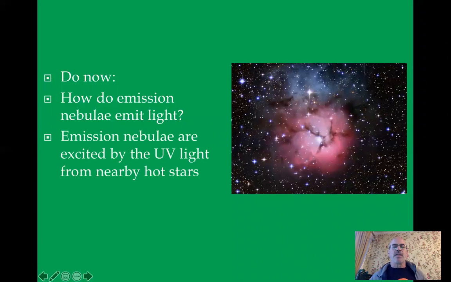All right, so the answer: emission nebulae are excited by the UV light from nearby hot stars. We mentioned white dwarfs are very hot. They emit a lot of UV light, and those UV photons are able to excite the electrons in the atoms in the emission nebula, and they glow basically. In this picture, the Trifid Nebula is a good example of that.